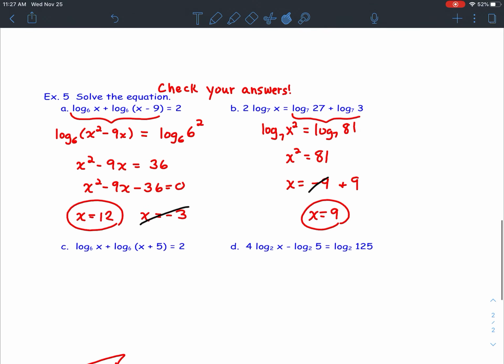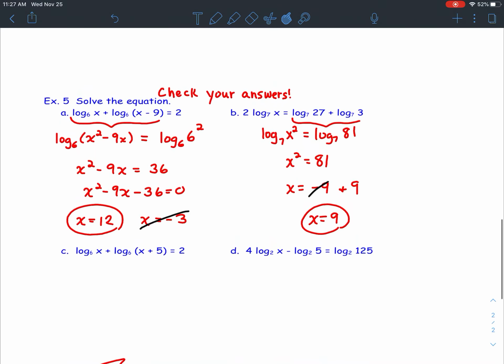On the back, we're going to focus on the one-to-one property. You can see these first few problems I've done for you.